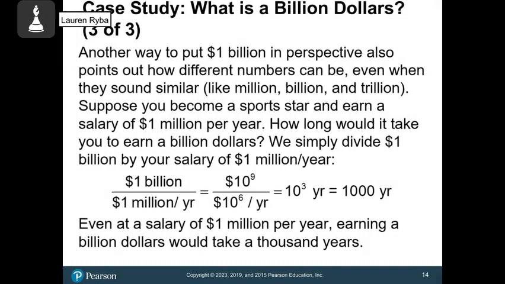Now, we hear these words millions, billions, trillions, and do you really understand how much different they are? How far apart they really are? Well, let's look at it this way. If you earned $1 million a year, how long would it take you to earn $1 billion? Well, to do that, I would just divide a billion by a million. Well, a billion is 10 to the ninth. A million is 10 to the sixth. So that leaves 1,000 years. So even if you're earning $1 million a year or $2 million a year or a few million a year, you are not going to become a billionaire in your lifetime.